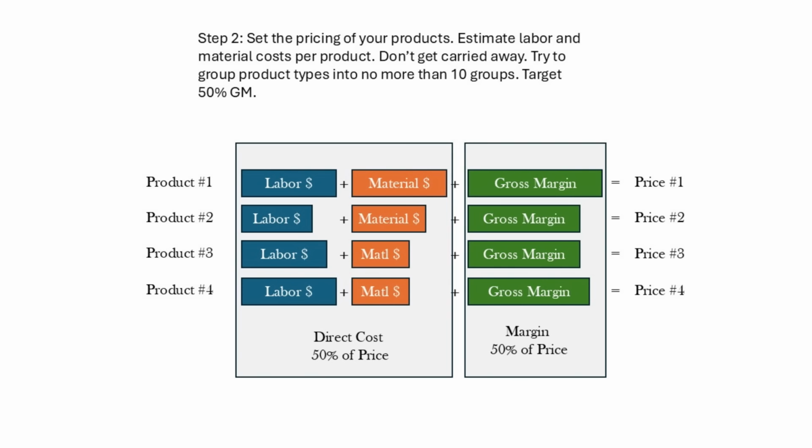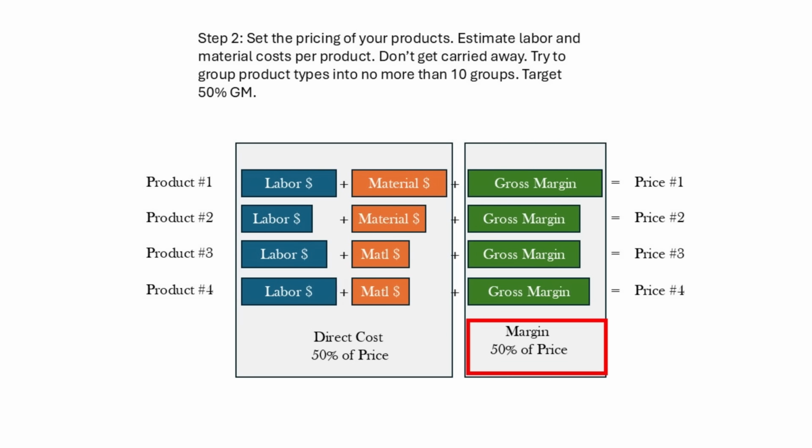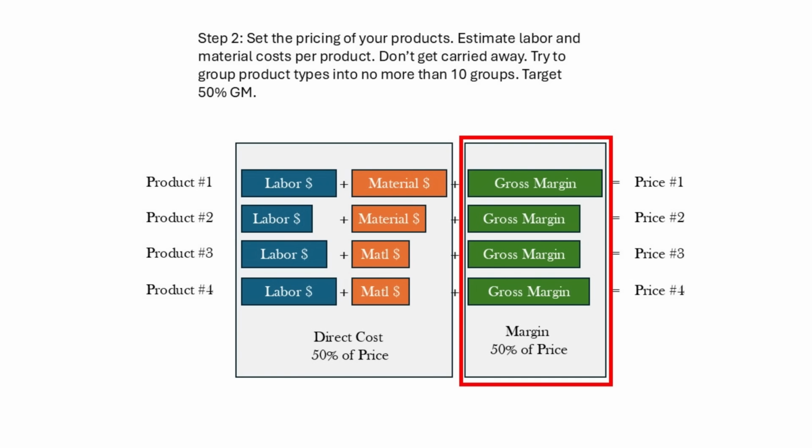Next, estimate labor and material costs per product. Don't get carried away. Try to group product types into no more than 10 groups. We will target a 50% gross margin. This means that 50% will be direct cost labor and materials, and the rest will be used to pay for overhead and profit.